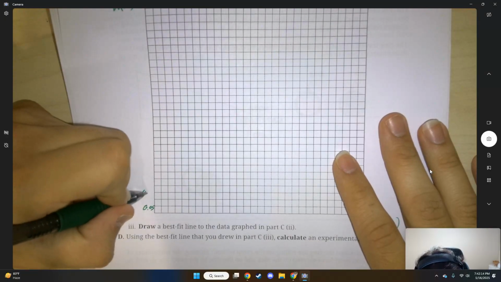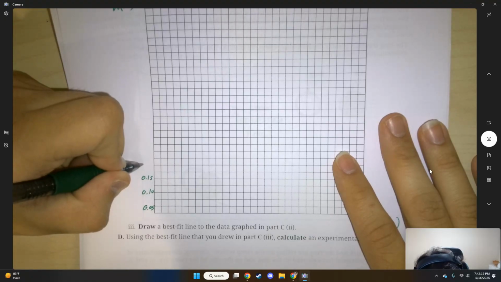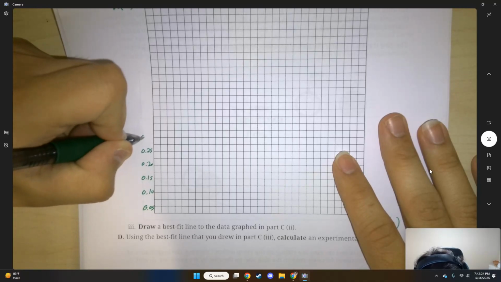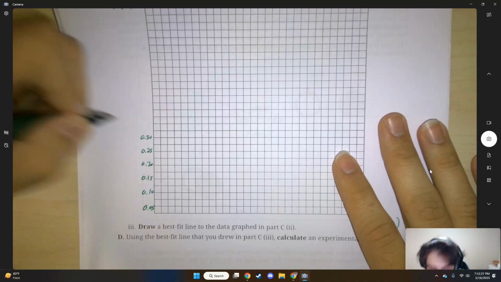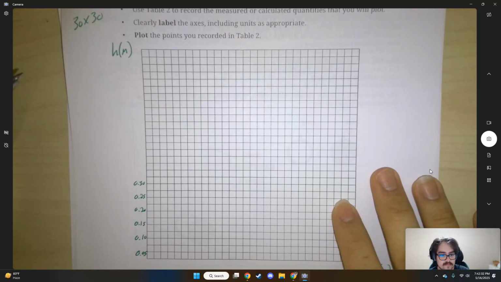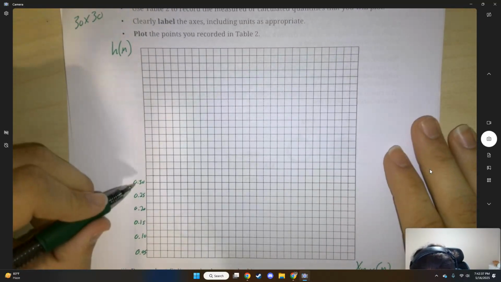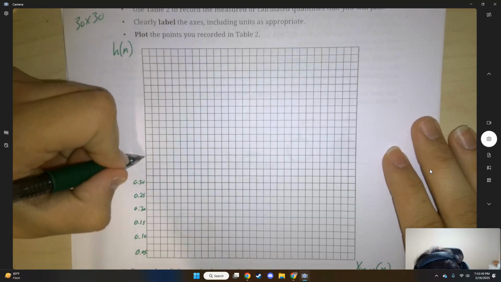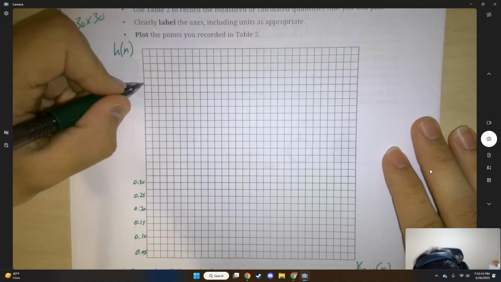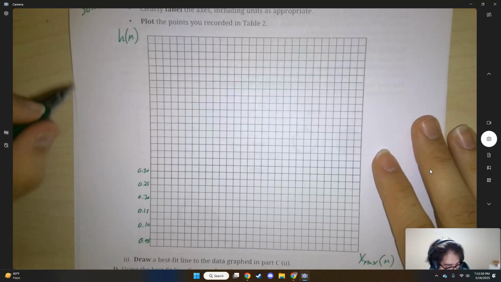0.05, 0.10, 0.15, 0.20, 0.25, 0.30. I'm not going to make it with this scale because I've only got up to here and I'm at 0.3. So, 35, 40, 45, 50, 55, 60, 65, 70, 75, 80. I'm not even going to fit all the data on there, so I actually need to change the scale.